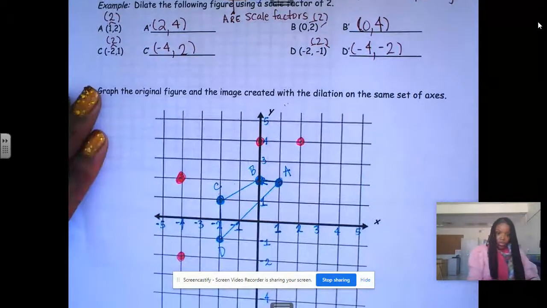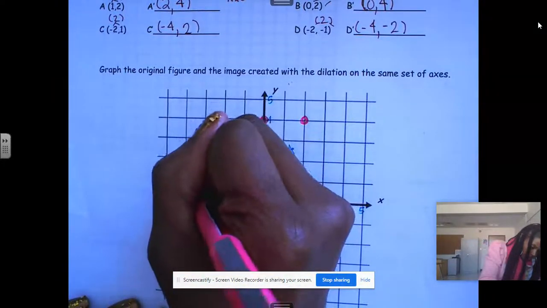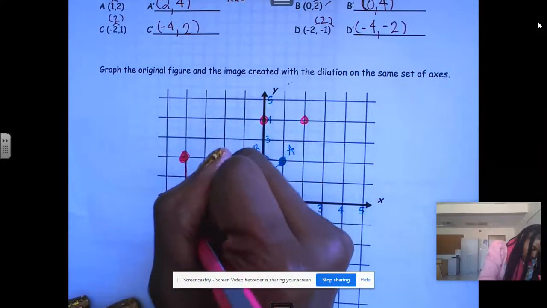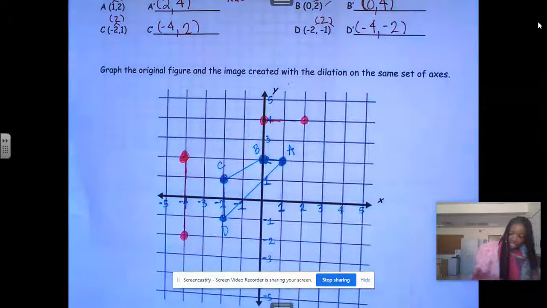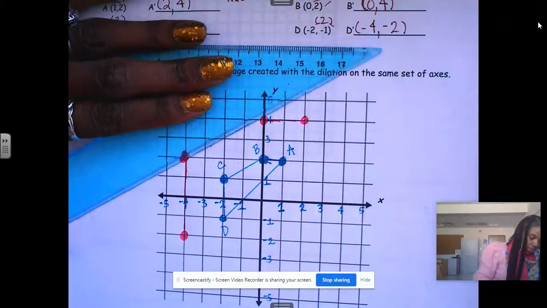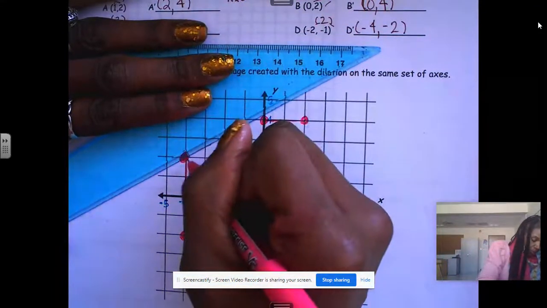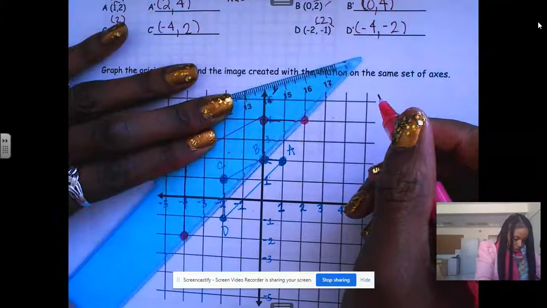And then I'm just going to do what? Connect my figure. It looks like this is going to kind of run through each other, but it doesn't matter because it is what it is. And then this one should be the same position. It doesn't change. It doesn't flip. The only thing it does when you dilate something is you're either going to make it smaller or bigger. That's it.